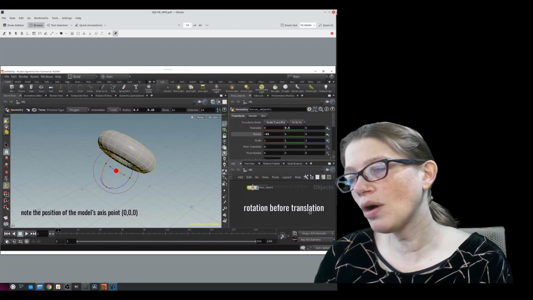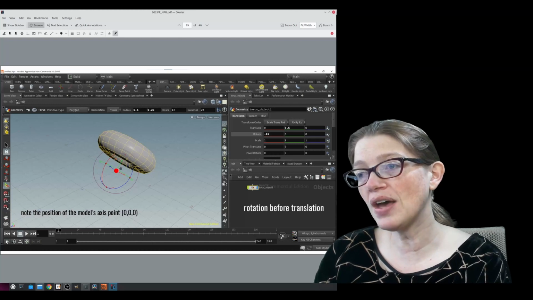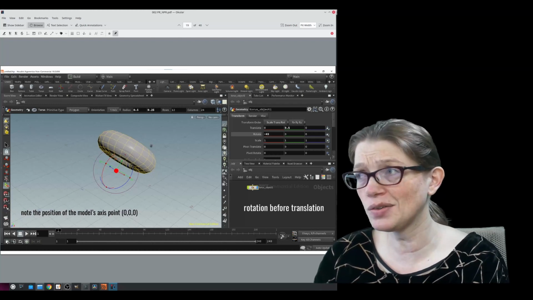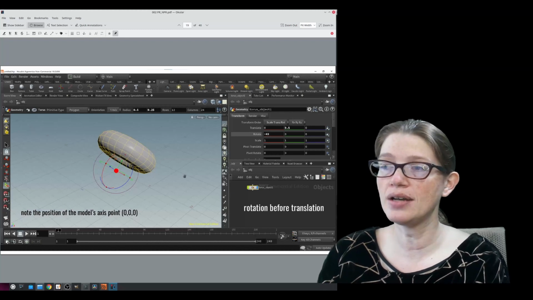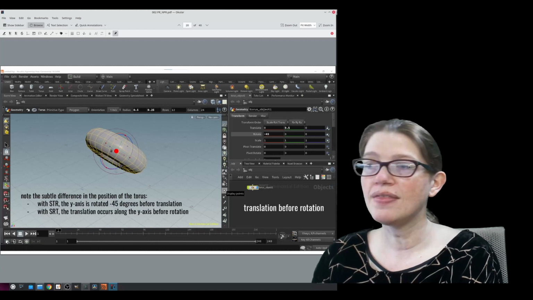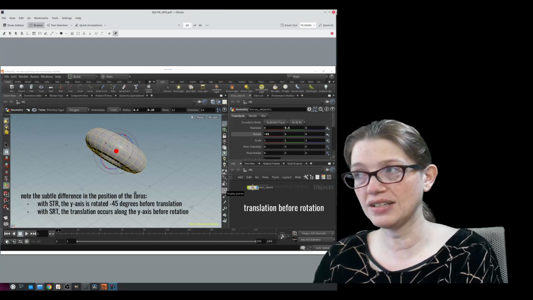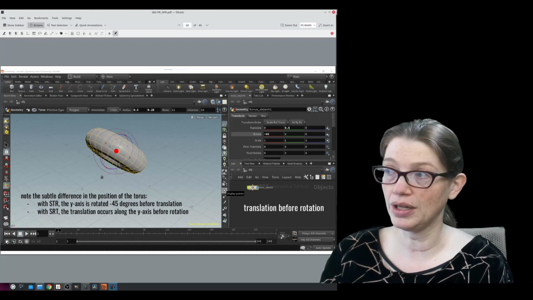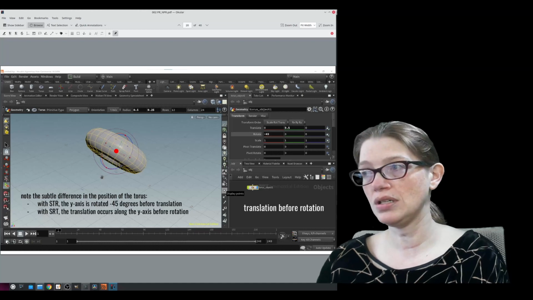In this one, where we did rotation before translation, the center of the object is no longer in the center of the object. The center of the object is now down at the origin, in this red dot. But when we did translation before rotation, the center of the object remained with the object instead of staying down below. This is really, really important.